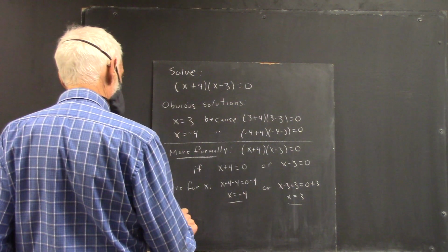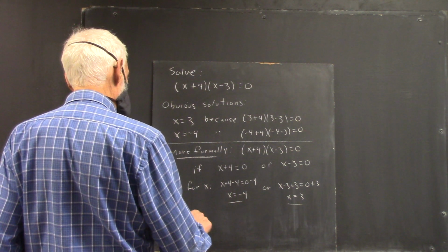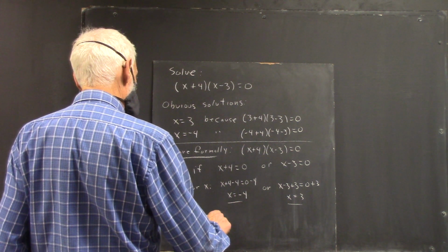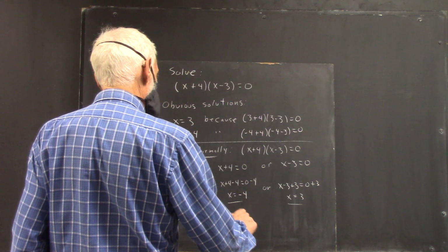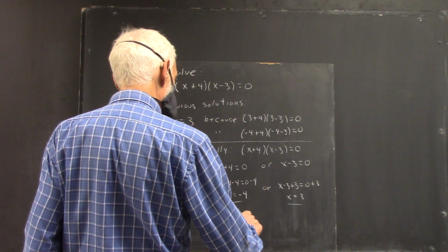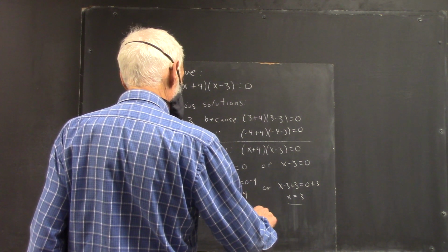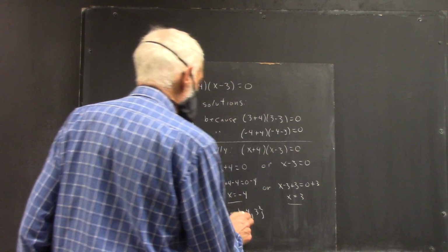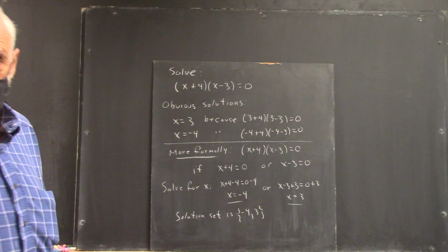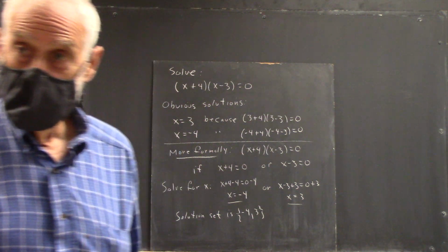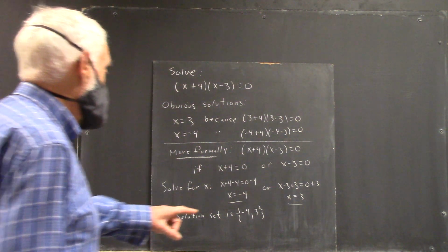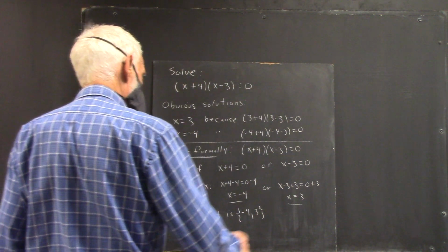And I'll state it this way. Solution set is a set consisting of the numbers negative 4 and 3. Now this is a set, not an ordered pair. It's not a point on the graph. It's the set of all solutions, and you graph it.